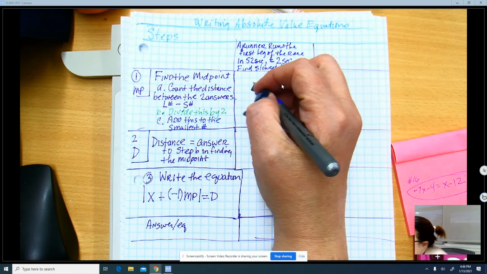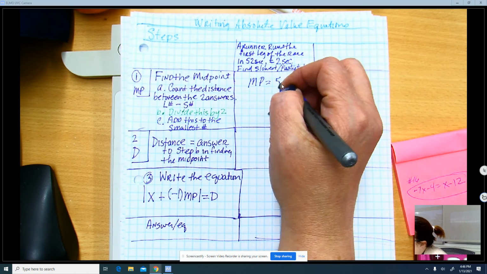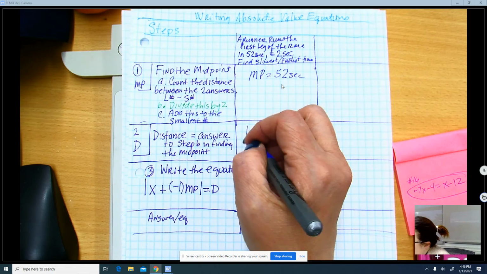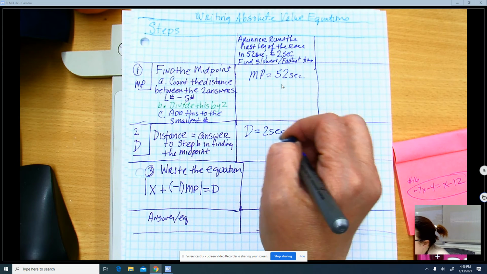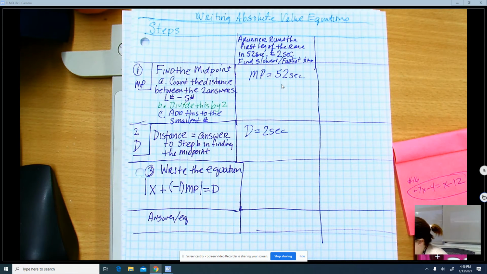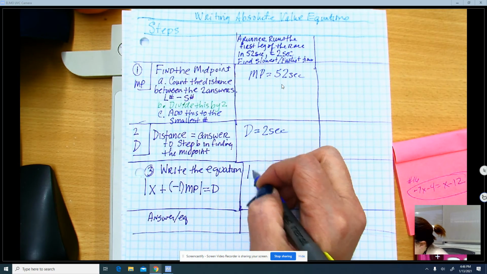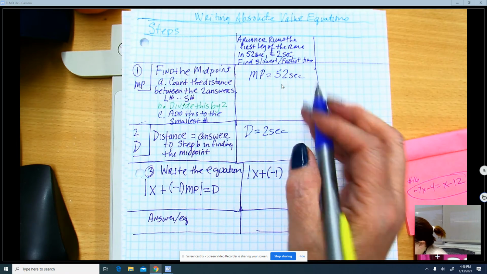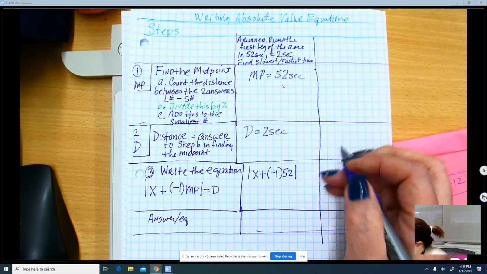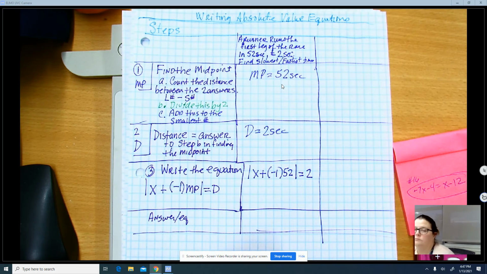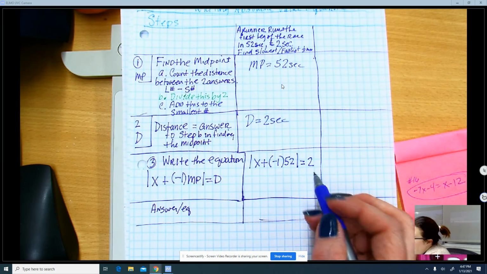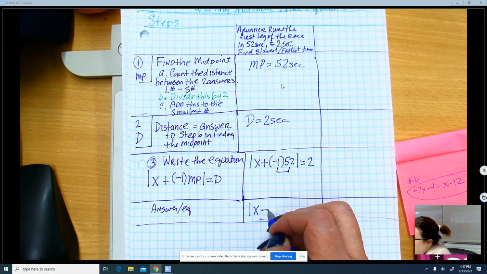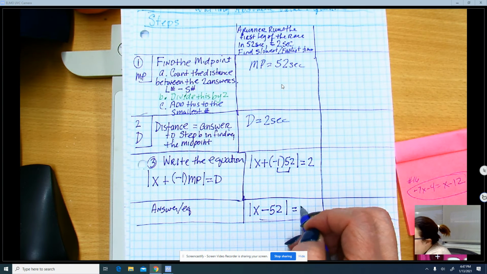So they've actually provided us the midpoint here. They've told us the midpoint is 52 seconds. And they've told us the distance. The distance is 2 seconds. So when I write this equation, I have x plus -1. Those things aren't going to change. The midpoint in this instance is 52, and the distance is 2. So then I simplify the math where I can. And I get the absolute value of x minus 52 equals 2.